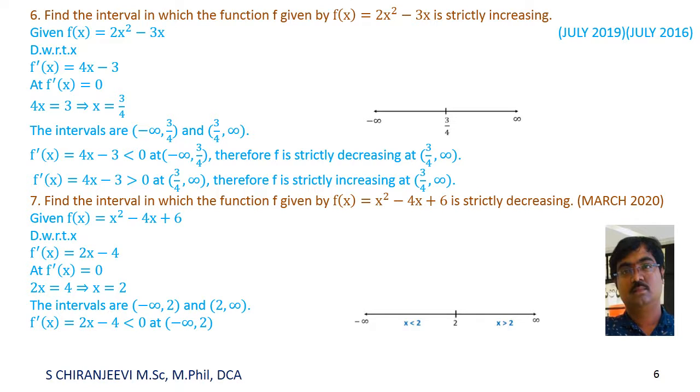Now here we need only to prove decreasing. So f dash of x, 2x minus 4, will be less than 0 in minus infinity comma 2. In minus infinity comma 2 we can take any value. So we take 0. 2 into 0 minus 4 is less than 0. Therefore f is strictly decreasing in minus infinity comma 2.